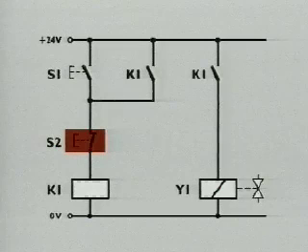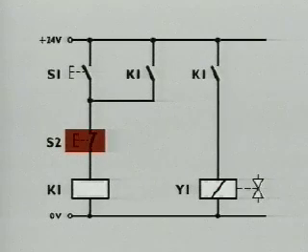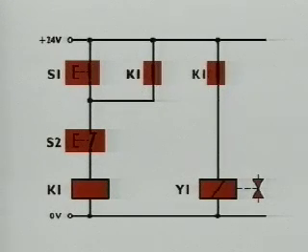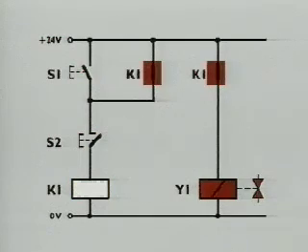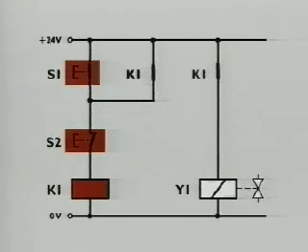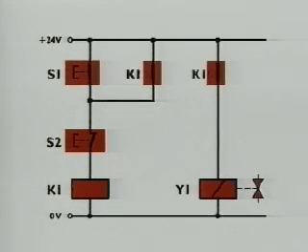This is another latch circuit. But in this case, the off push button S2 is not connected in parallel as before, but in series to push button S1. This means that the circuit is interrupted if S2 is pressed, regardless of the position of S1. This is called a dominant off latch.